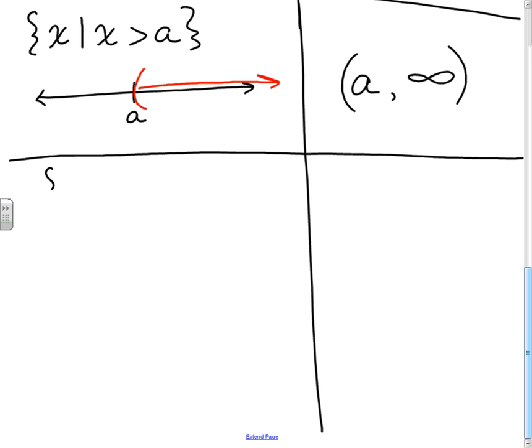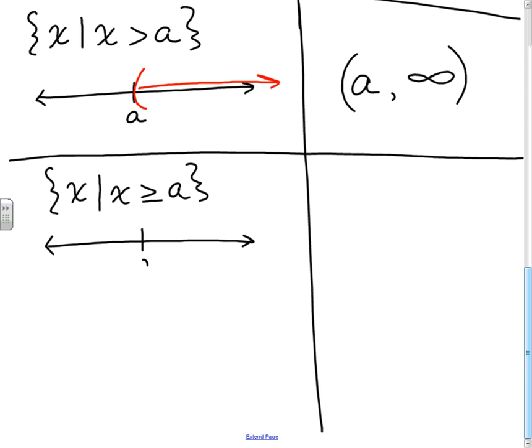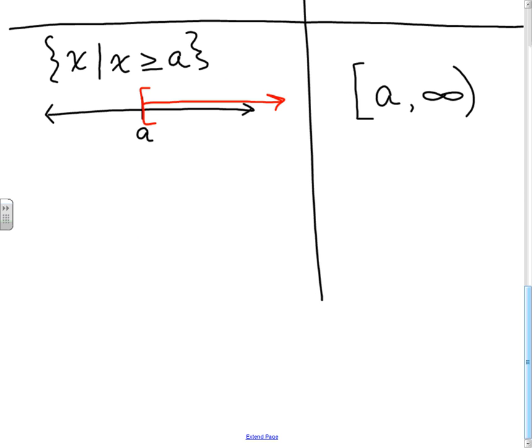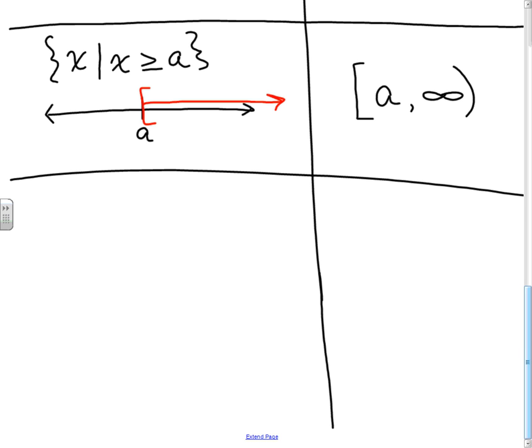Okay, let's look at another one. All values of x such that x is greater than or equal to A. All right, it's exactly the same as the previous example. The only difference is we include A as part of the solution interval. And it's written up exactly the same way, except A is included. Now, you never put a square bracket next to an infinity. Okay? And let's just look at a few more here.